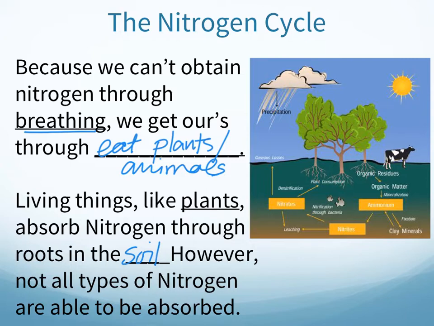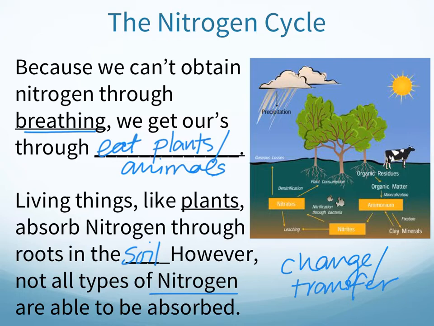So because not every single type of nitrogen is usable for living things, there has to be some natural factors that can either change or transfer nitrogen from one form to the other. And that's what we're going to look at today, is how does nitrogen from the atmosphere become usable for living things?